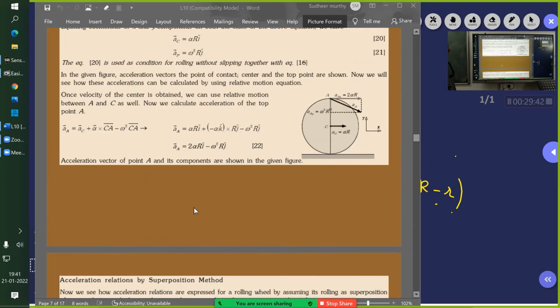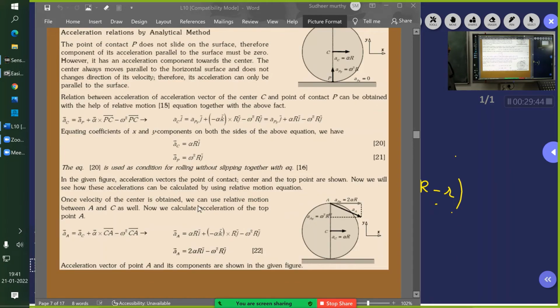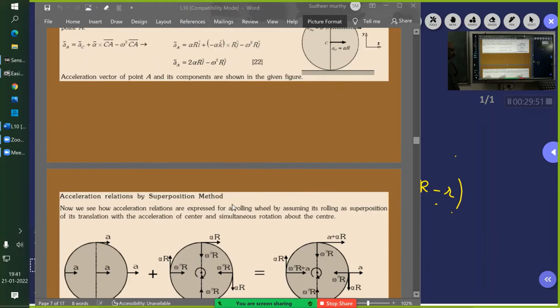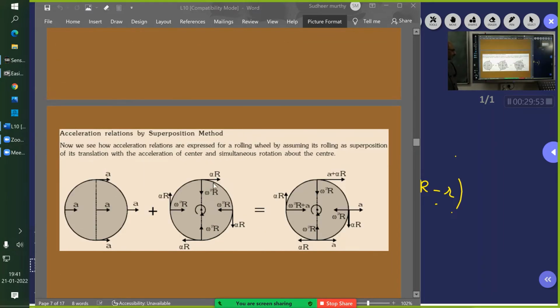Acceleration. So this we did it by what method? This is what method? This is the analytical method. So using this equation, if you have derived it, it is analytical. And in the superposition method, we will get these vectors separately, and then simply we keep on adding them.